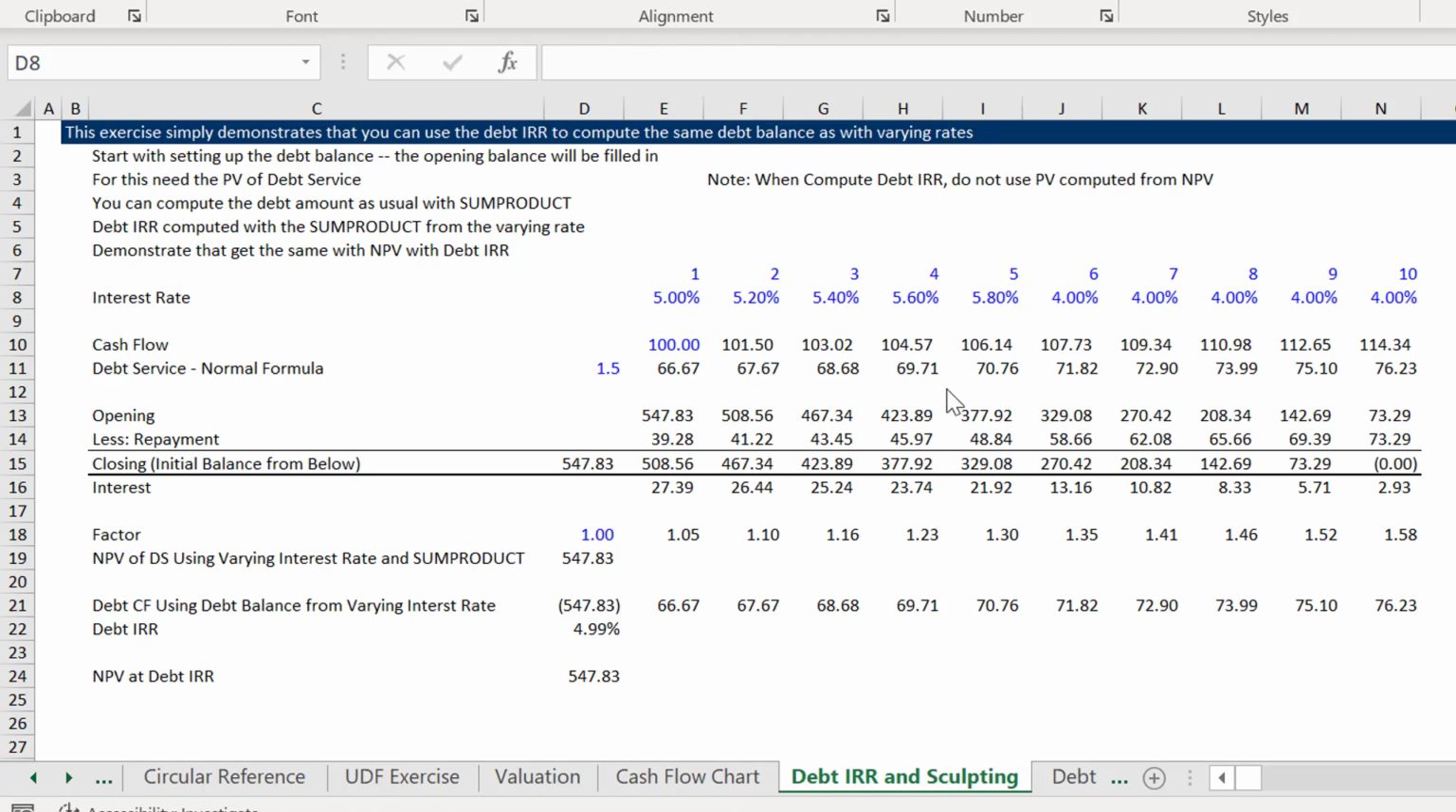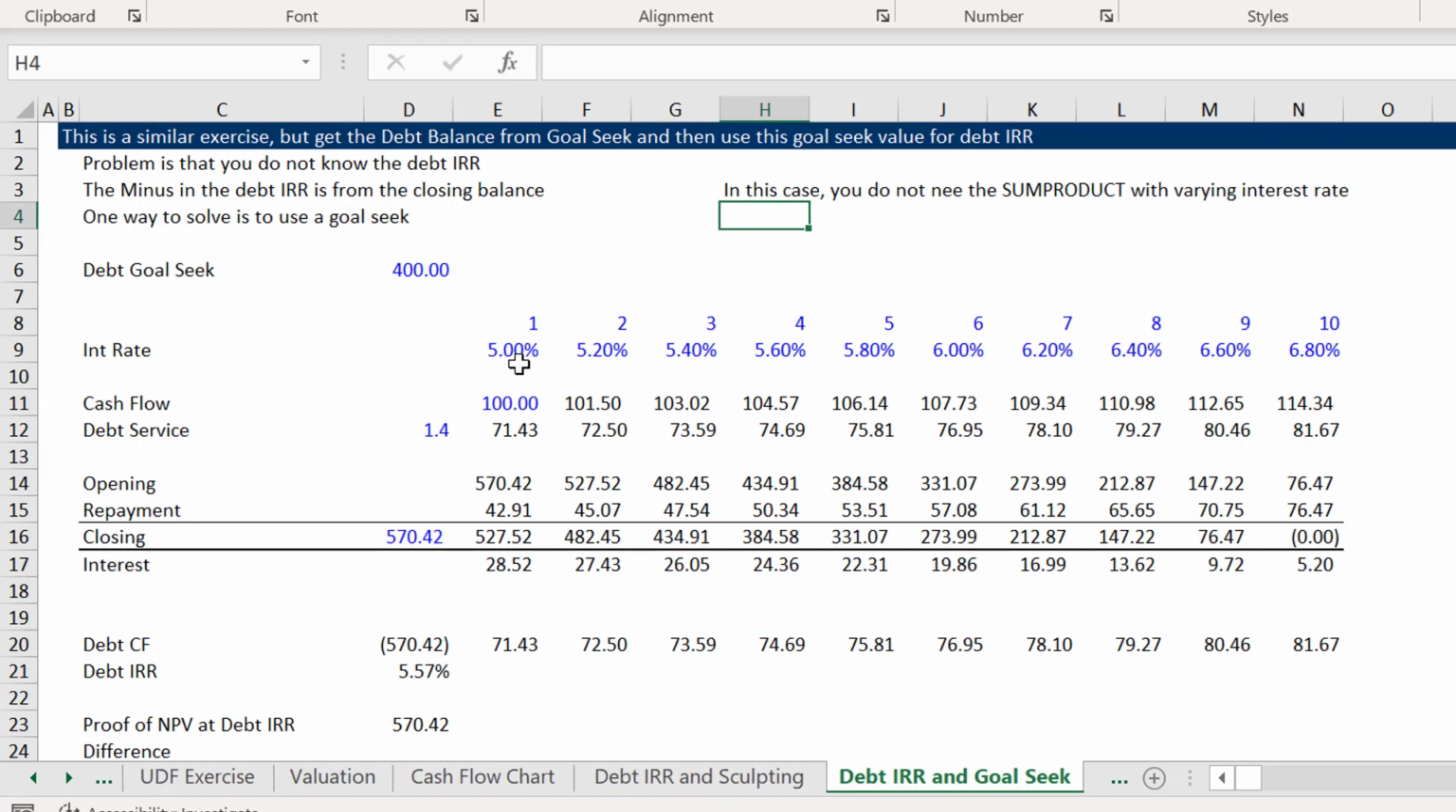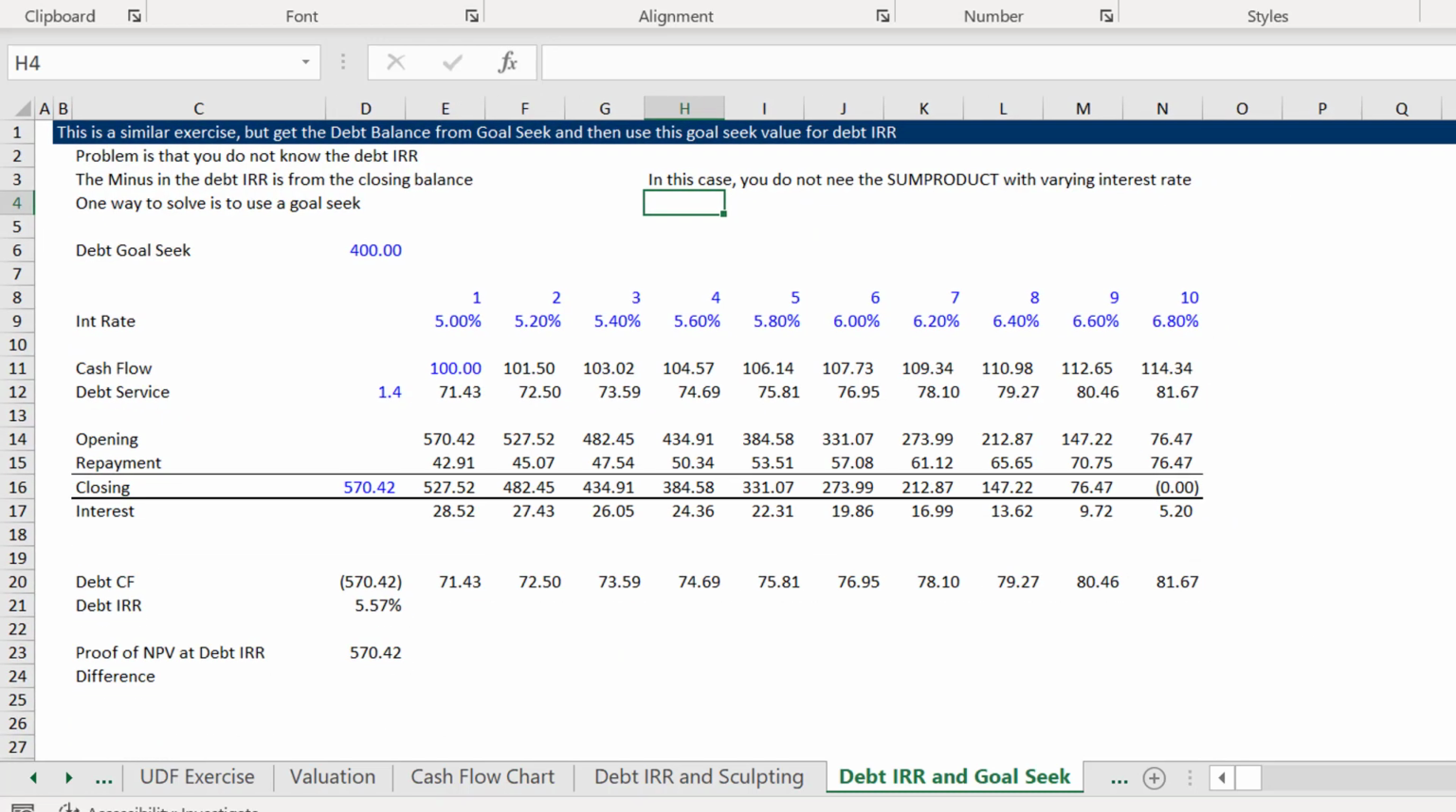So here's what I'm going to do. Let me just introduce it. I'm going to go through this business of debt IRR that I seem to be obsessed with, but maybe I shouldn't, because you can also do the same sort of thing with a goal seek. And I'm going to start by just demonstrating how we can achieve the same sort of result to introduce sculpting with only one debt issue.